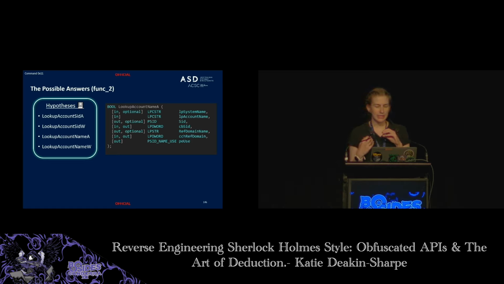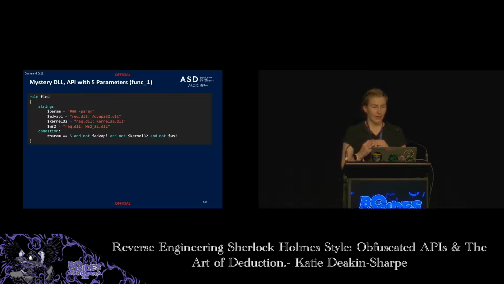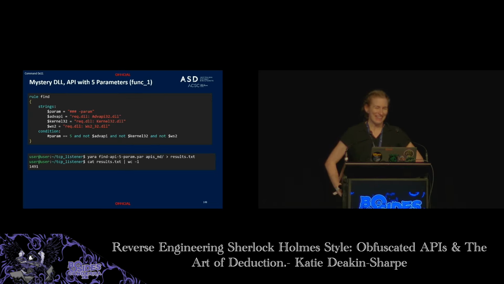At this point, I didn't have enough information to further narrow it down though, so I decided to see if the same approach could work for function 1. Now function 1, we don't know what DLL it comes from, but we do know 3 DLLs that it doesn't come from. So we can eliminate those and then look for exactly 5 parameters. Unfortunately, that was still nearly 1,500 results, and I was not going to go through each of those by hand.